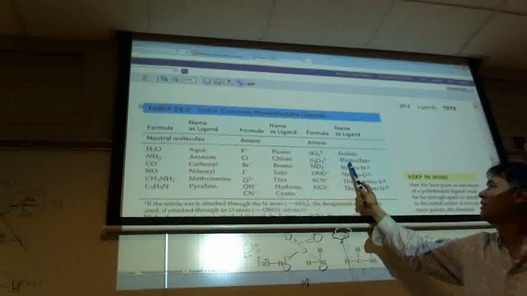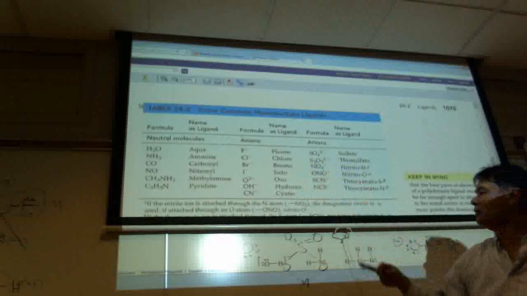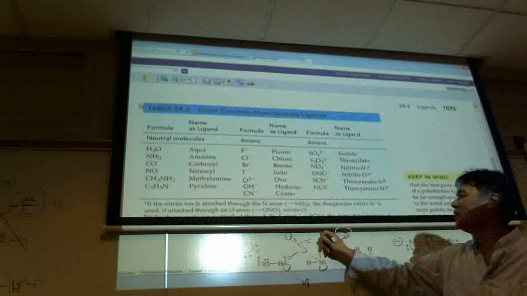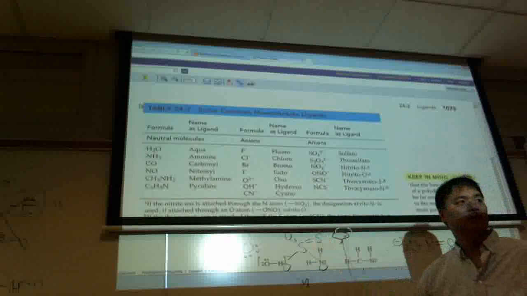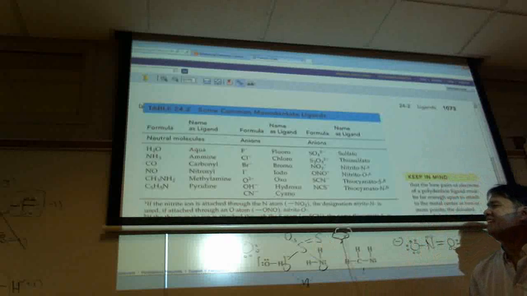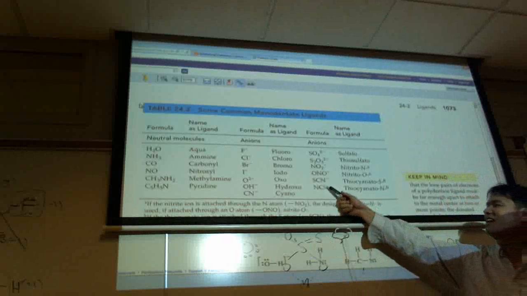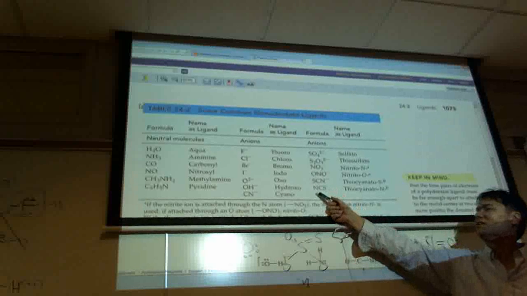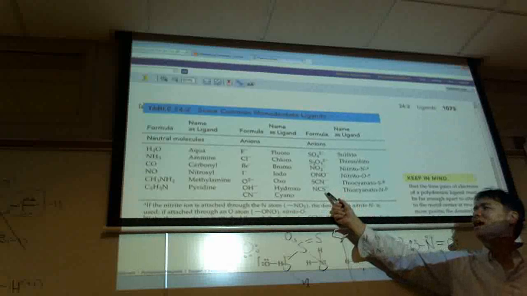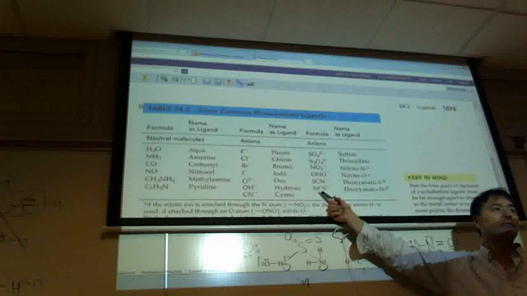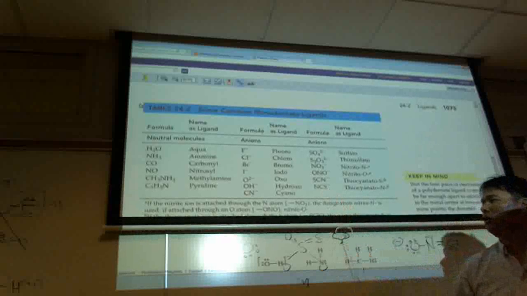You know what thiosulfate is? Thiosulfate is you just replace one of the oxygens with a sulfur. That's thiosulfate. Thiocyanate can do the same thing. Thiocyanate can bond with either the S or the N. And depending, sulfur is a softer atom, nitrogen is a harder atom. So it depends on what it goes to.